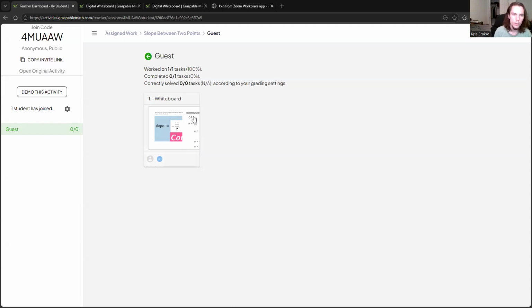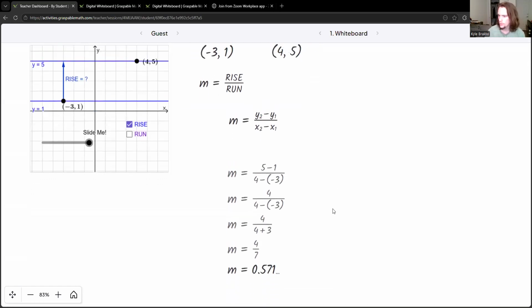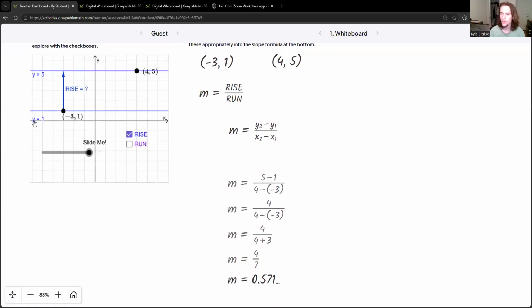This is one of the most powerful features of Graspable Math. It allows teachers to monitor each student's progress in real time while they are trying to solve the problems. What makes this especially useful is that teachers can see every step a student makes. So if I look in here, you can see each step that this student would have taken to try and find the slope between two different points on a line.